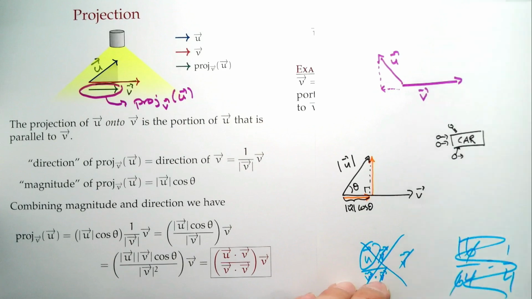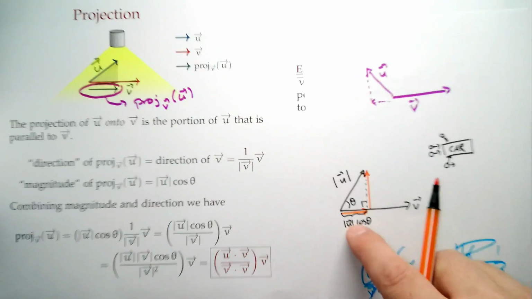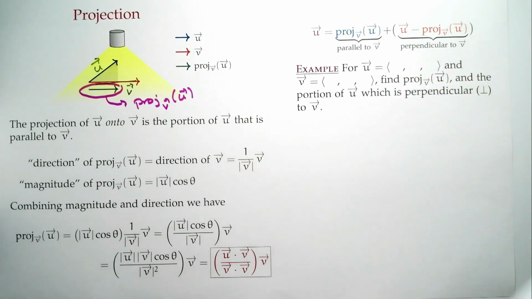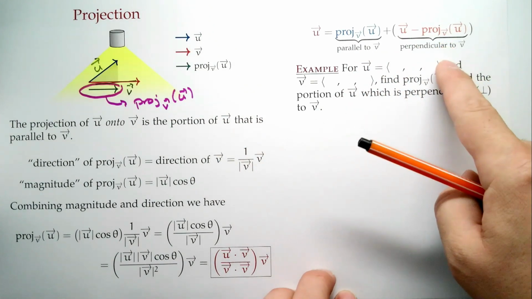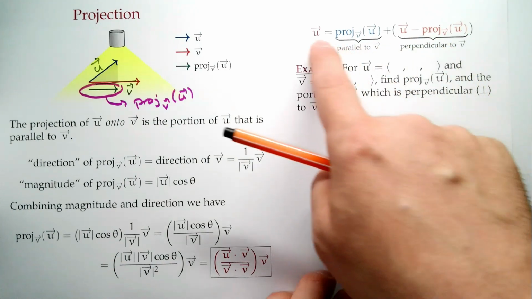And the answer is, once you know the parallel part, you just subtract that off, and that gives you the perpendicular part. So I can find the thing that's parallel to V, and I can find the thing that's perpendicular to V. The projection is the parallel part, you subtract the projection to get the perpendicular part, and you can convince yourself that if you add these together, you get back to U.